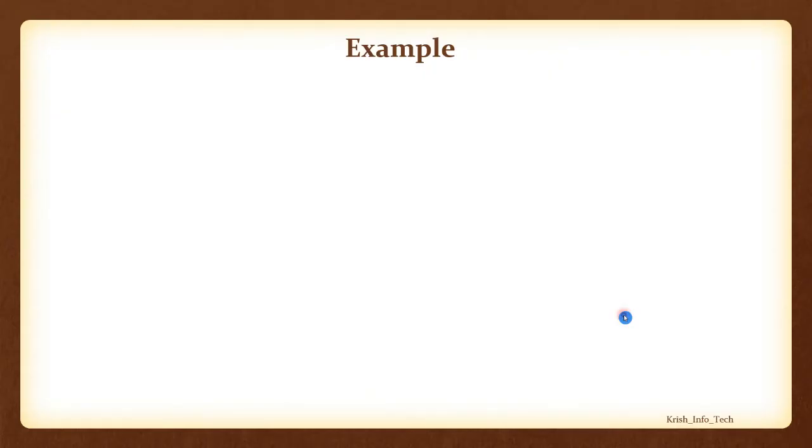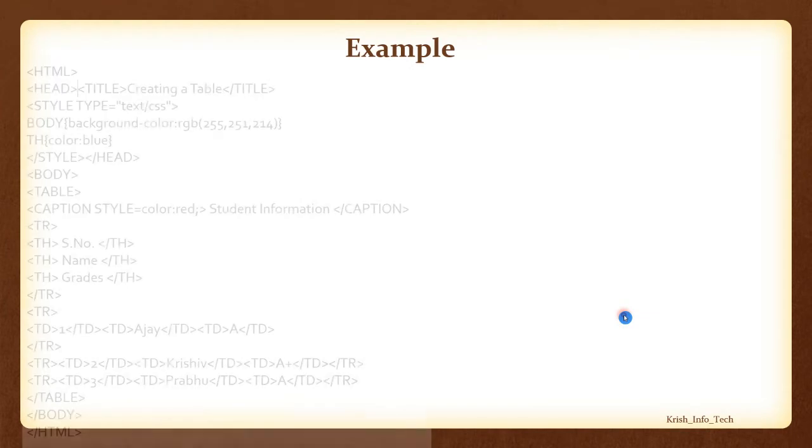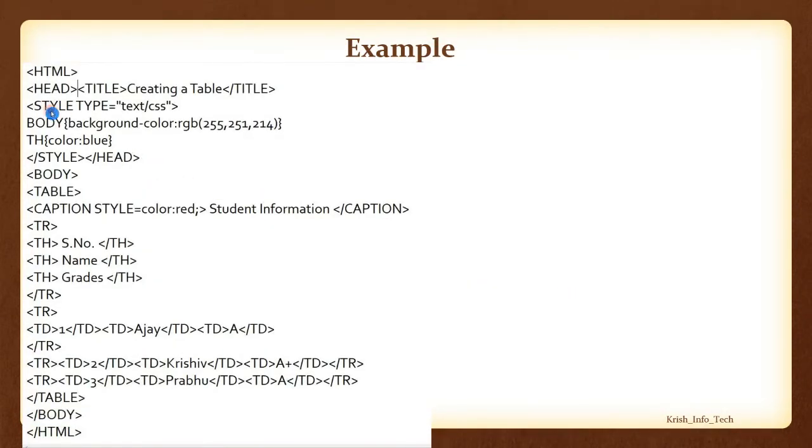So here in this example, I've included all types of tags and we are going to create a table with that. So here, as it is a CSS property for th, table heading, I'm just giving the color as blue. Okay. So here, inside the body, I'm opening table, caption, style, color is red. Caption color is red. Okay. And the caption, the title of your table, is student information, and we are closing the caption.